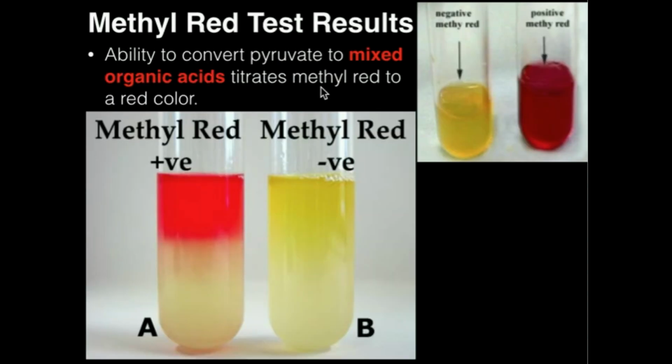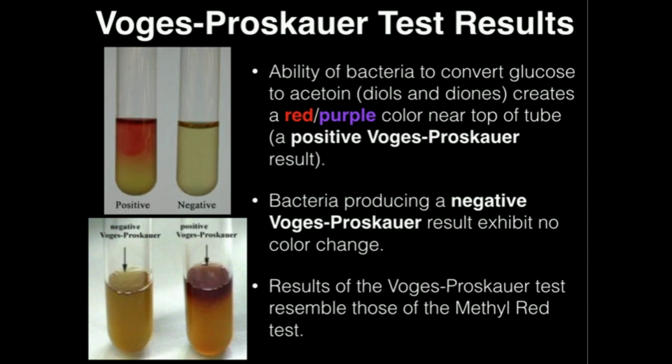Methyl red was testing ability to convert pyruvic acid to mixed organic acids, so acids, whereas Voges Proskauer is measuring the ability to convert glucose into neutral end products rather than acidic ones. Okay? And again, I'll mention this, as I've mentioned in the previous videos, this is another one of the techniques that we're going to use to differentiate between gram-negative bacillus. Okay? Make sure to watch the demonstration video on the Voges Proskauer test.